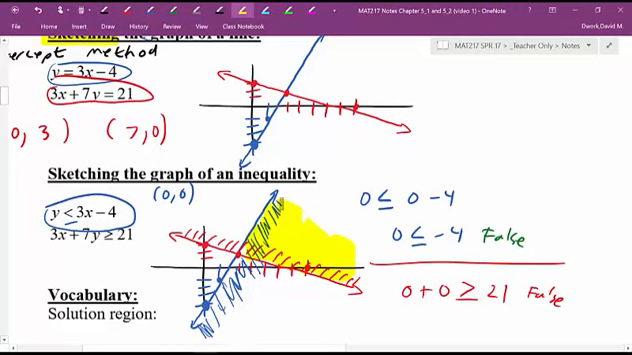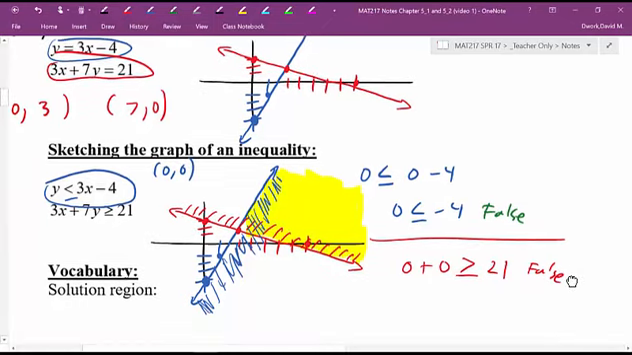Now, depending on what system you're in, like for example, if your class is using WebAssign, they do it backwards. Instead of shading the solution region, they shade everywhere else. So just look out for that. But if you're in MathAS, for example, they shade the solution area. So just pay attention to what system you're in, and you do it the way that you're comfortable, and in your online math homework system, just pay attention to what they're doing.